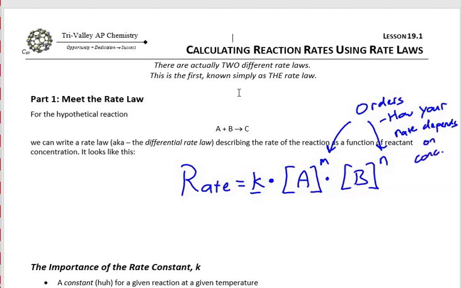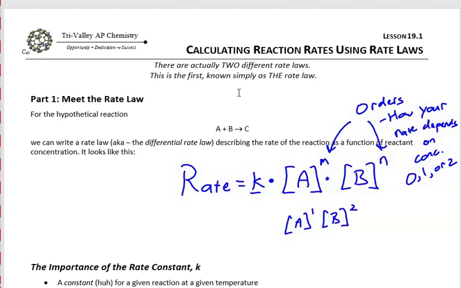We're going to see orders of 0, 1, or 2, and that's it. There are other ones out there, but those by far are the most common ones. And of those three, the most common will be first order and second order. So if A was first order, it would have an exponent of 1, and if B was second order, it would have an exponent of 2.